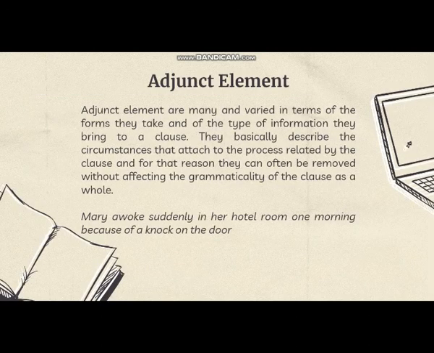Okay, and then the next one is the adjunct element. Adjunct elements are many and varied in terms of the form they take and the type of information they bring to a clause. They basically describe the circumstances that attach to the process related by the clause, and for that reason they can often be removed without affecting the grammaticality of the clause as a whole.